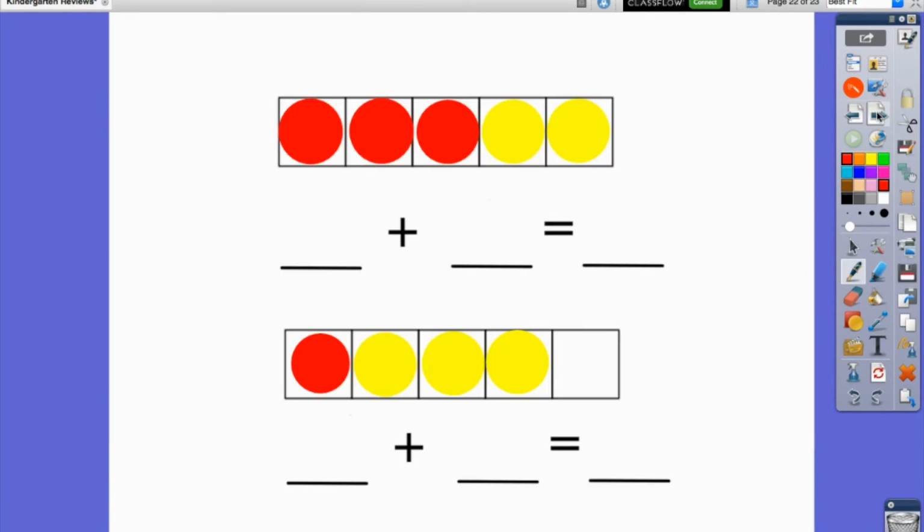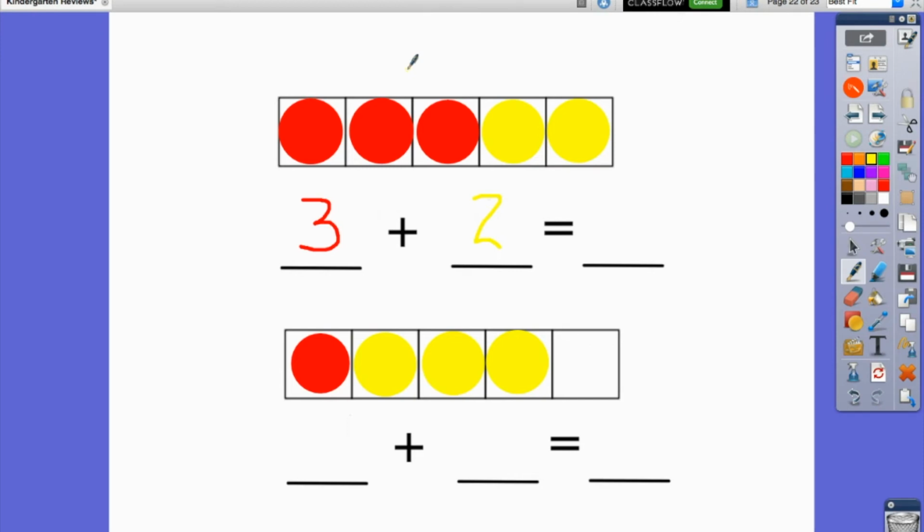Let's look at this. I have a 5 frame already filled in with 2 different types of counters. Just like we had our farm animals, we had 2 different groups. We have 2 different groups of counters. So I have red counters and yellow counters. How many red counters do we have? 1, 2, 3. 3 red counters. How many yellow counters do we have? 1, 2. So I have 2 groups of counters, a group of 3 and a group of 2.